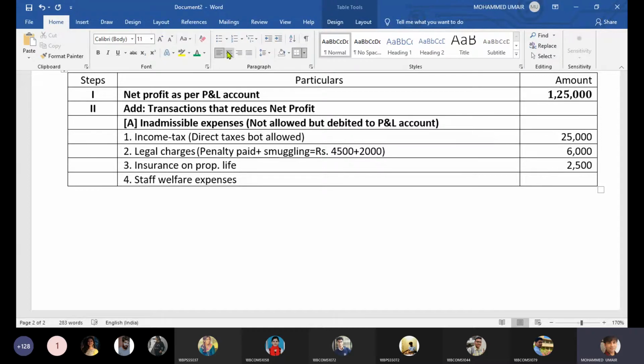So the income tax department has disallowed it. The income tax department has said you can't create an employee welfare fund because there are chances that the owner might misuse that fund, or in case of closure of business, the fund might not be repaid back to the employees. So the income tax department says staff welfare fund is inadmissible. But staff welfare expenses are allowed because these are expenses spent for the benefit of the employees.